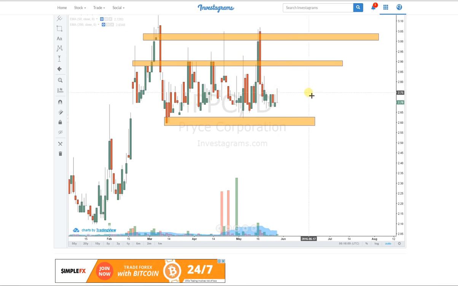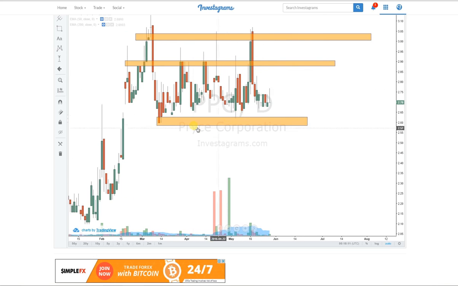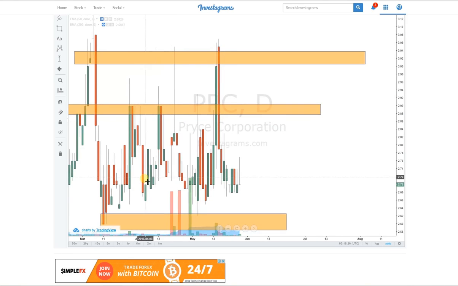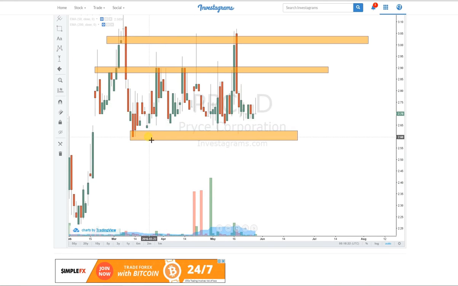Okay? So why does the price bounce every time it hits support? What happens here is that there's buyers at 260. The buyers are aggressive enough to stop the stock from going down.